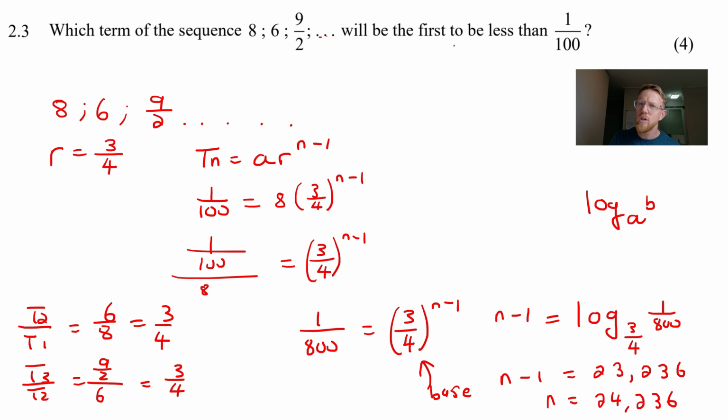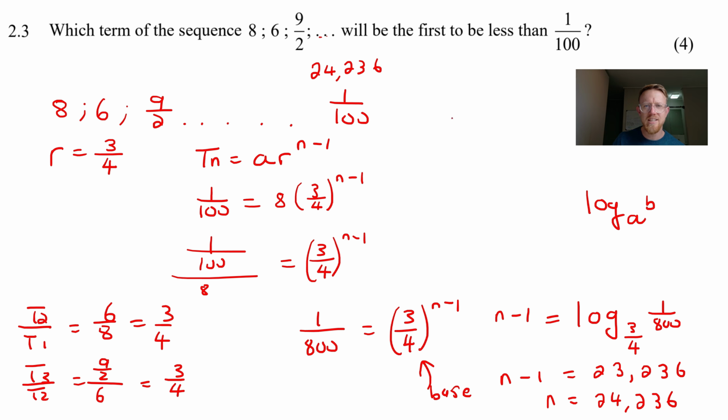And then they said which term will be less than 1 over 100. They didn't say that 1 over 100 is a term in the pattern. They just said, when is the first term that will be less than 1 over 100? So what we then found was that 1 over 100 would have happened at n equals 24,236. Now, obviously, you can't have an n value of that.